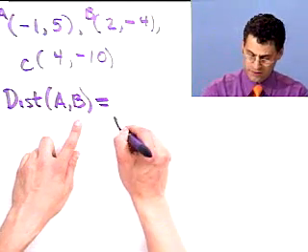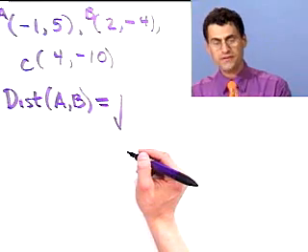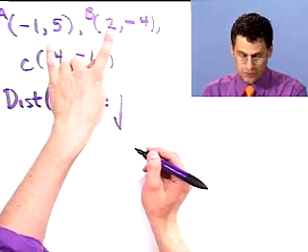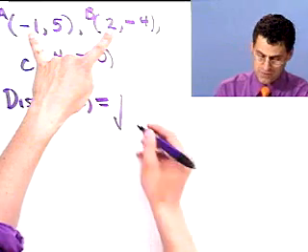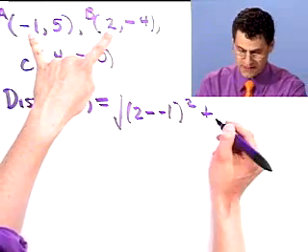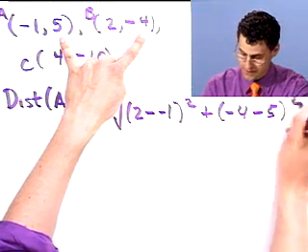What does that equal? Well, that equals the square root of, now what do I take, remember, the differences in the x's. So I'll take 2 minus 1 squared and add it to the differences of the y's. Minus 4 minus 5 squared.